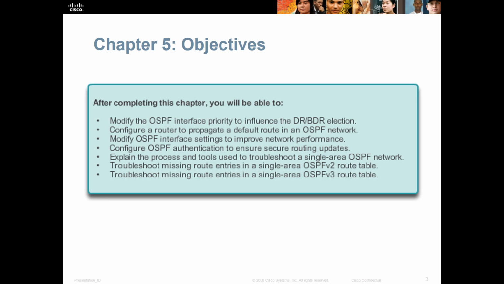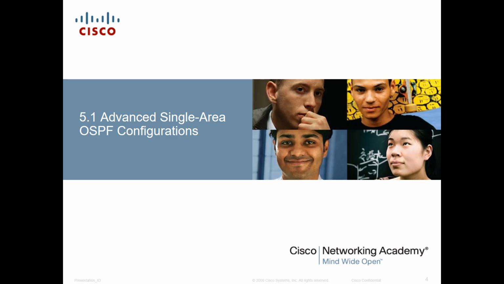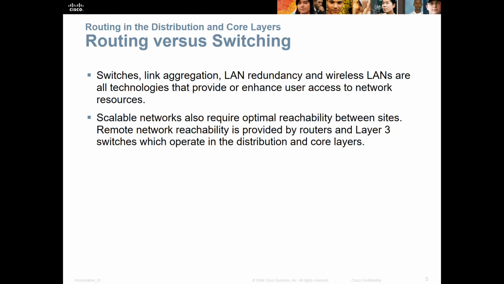After this chapter, you should be able to understand the designated router, backup designated router, how to modify the bandwidth, how to modify priorities, how the DR/BDR election process handles, and some basic troubleshooting for OSPF version 2 and version 3. So again, first area of our main concept is our advanced single area OSPF configuration. So first question I have is, what's the difference between routing and switching?